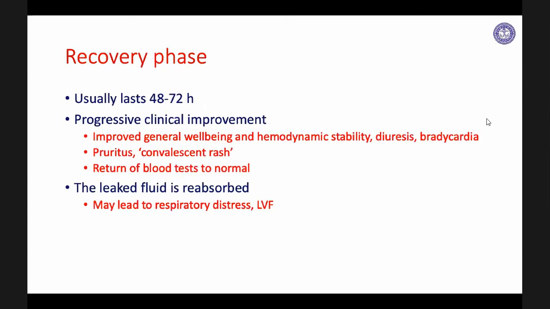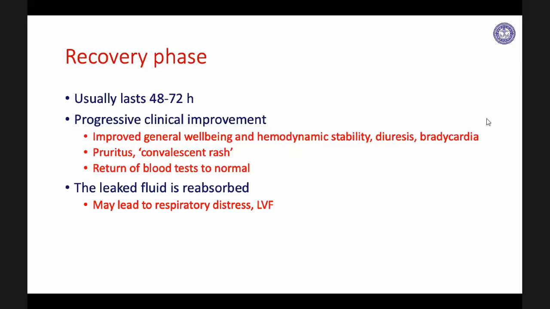The recovery phase usually lasts for about 48 to 72 hours, during which time there's progressive clinical improvement. The patient has improved general well-being and hemodynamic stability with diuresis and bradycardia. They might also get a rash, what's called the convalescent rash, which is like a coppery red rash over the palms and soles, as well as the trunk, which is very itchy.